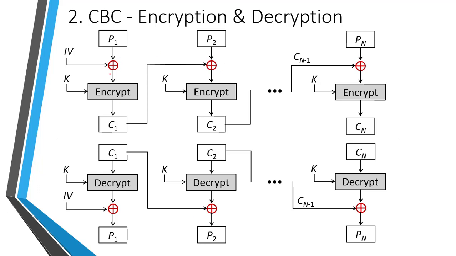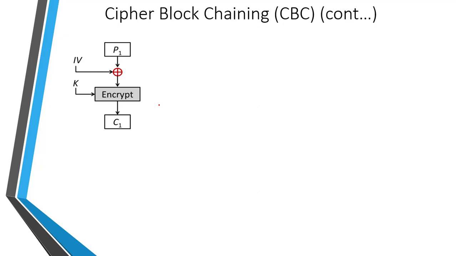Here we can see that for the first plaintext block, the initialization vector is XORed with the plaintext block and given as input to the encryption algorithm. So this is the encryption and decryption process of CBC mode, which overcomes the deficiency of electronic codebook mode.